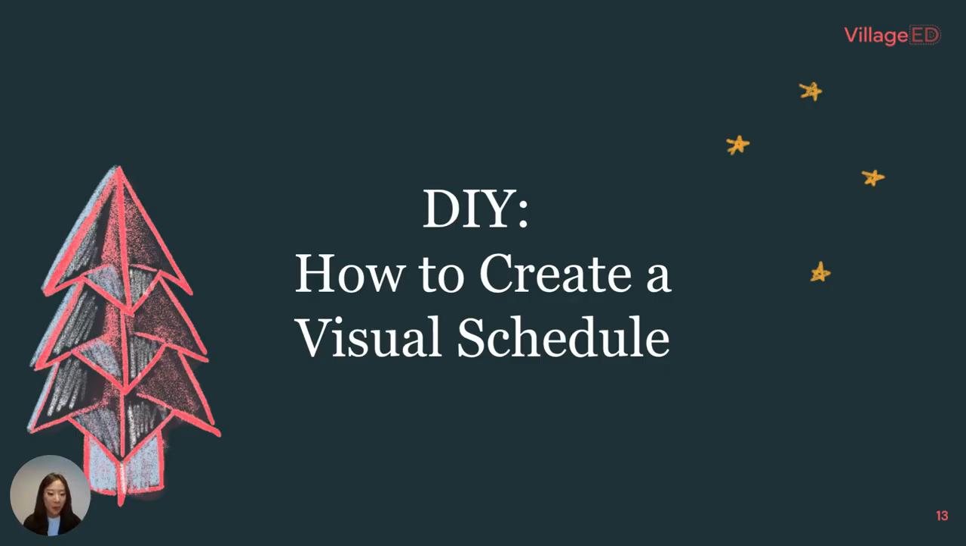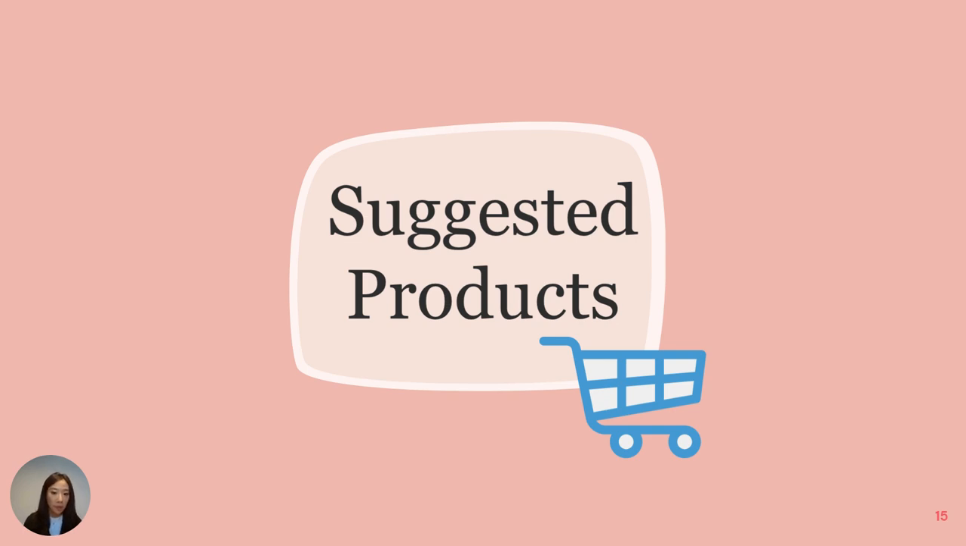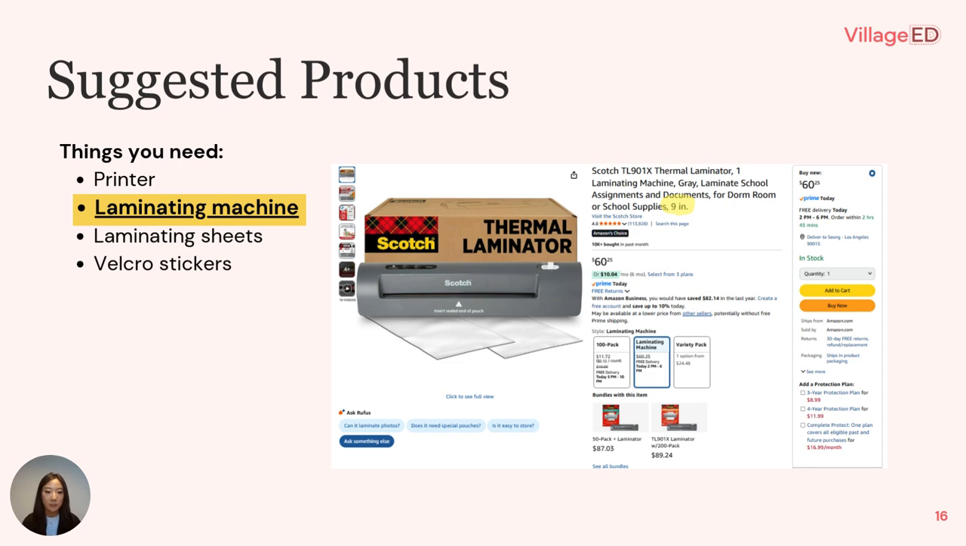So let's talk about the DIY portion, how to create a visual schedule. I wanted to talk a little bit about the materials that are needed for this. So of course we need a printer, a laminating machine, laminating sheets, and Velcro stickers. And I've noticed in the past that some parents need a little bit of guidance to show them which brand or which product works best for their child. So I thought it might be appropriate to show you some suggested products that I personally use and personally recommend to other parents and teachers.